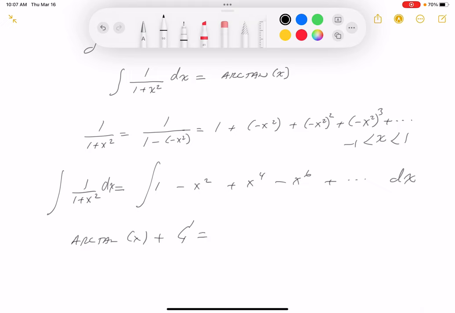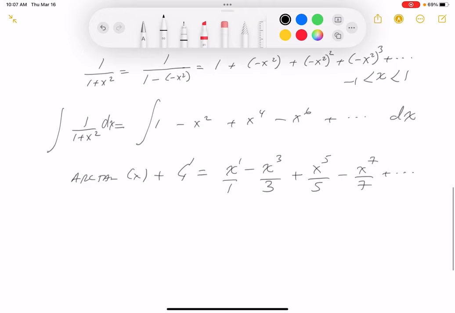What do you get on the right side? X minus x cubed over 3. Let's see, plus x to the 5 over 5. You know, I'm starting to notice there's a pattern to this, so let's put this down, 1 and 1 there. All right, what do you get next? Minus x to the 7 over 7. I'm going to say plus yada, yada, yada.